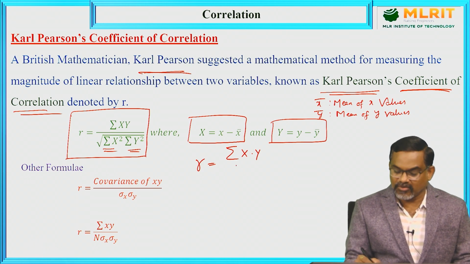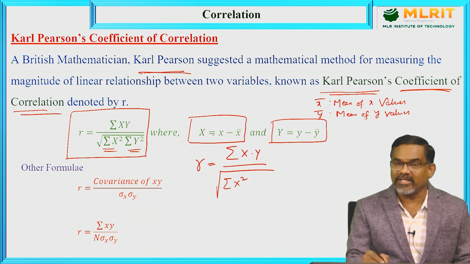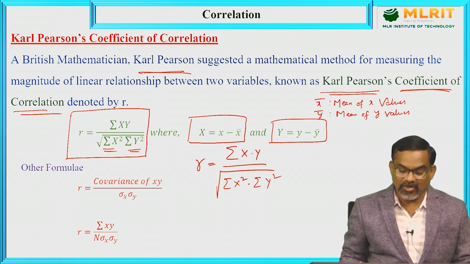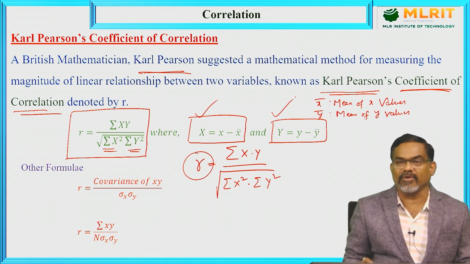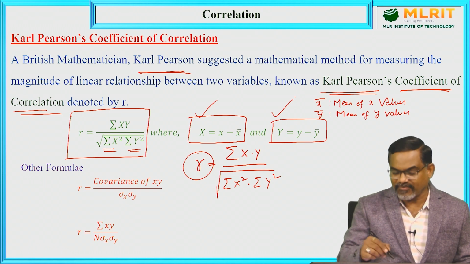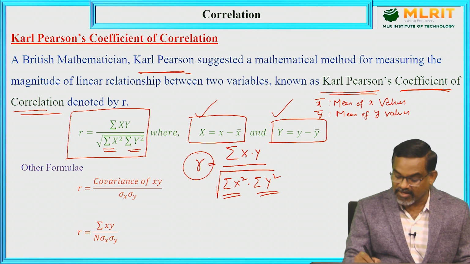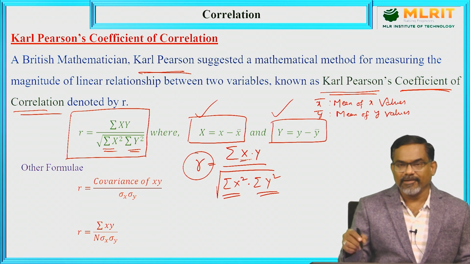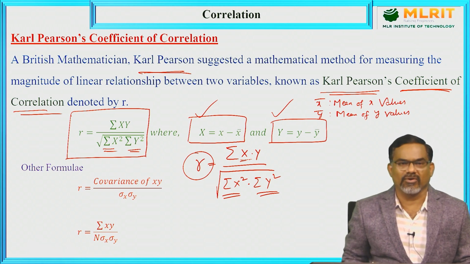Now R equal to sigma capital X into capital Y by under root sigma capital X square, square the values of x, multiplied by sigma y square. So to find R, first we need to calculate the values of capital X and capital Y, then sigma x square, sigma y square, sigma xy. Whatever values are required, simply calculate those values and substitute in this formula. That gives the coefficient of correlation.